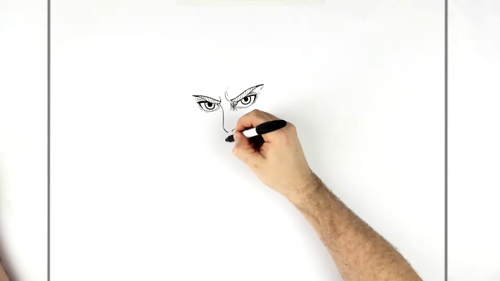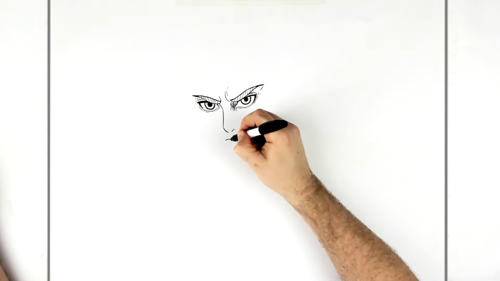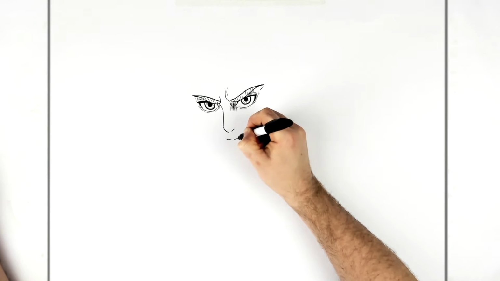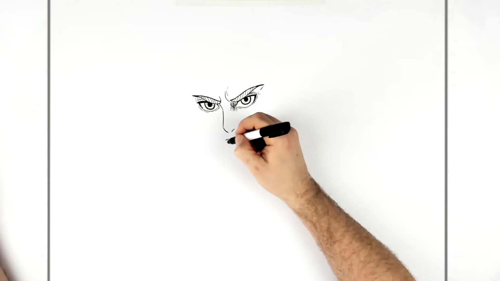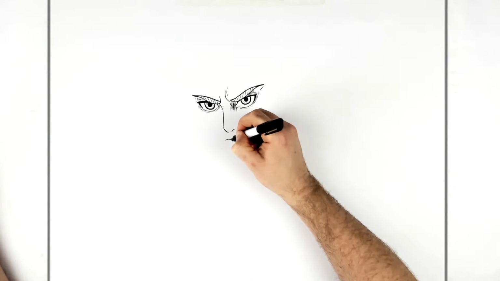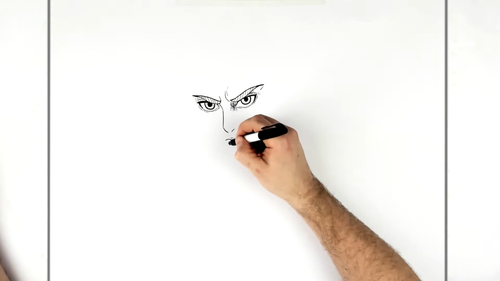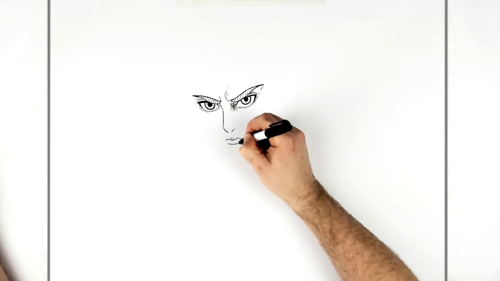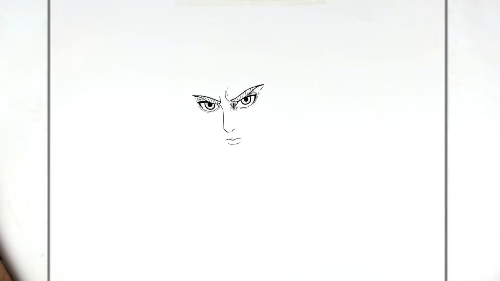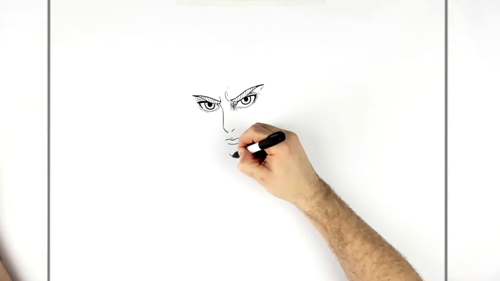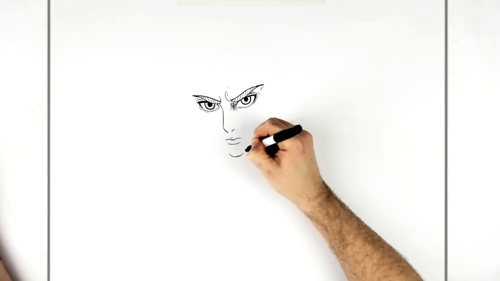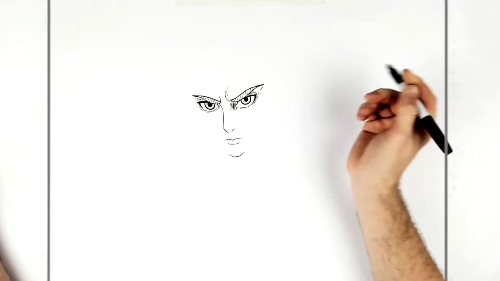Mouth then, just a stretched out sort of letter M, going around like so. Top lip line and a bottom lip line like that. Then his chin, a relatively pointy chin, like so.